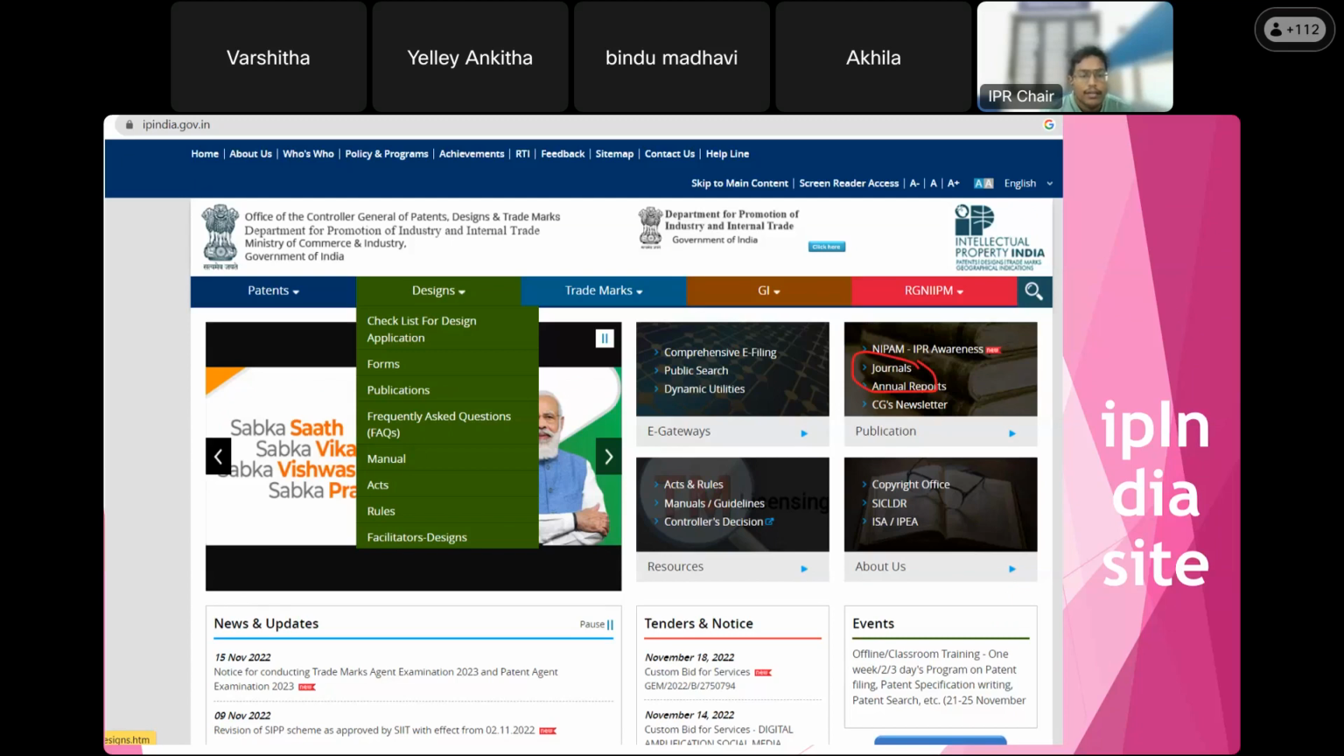You can see the frequently asked questions if you have any doubts, and the corresponding manual is there. Apart from the Act, if you see the manual, you can understand how to interpret the Act. Acts are there, and corresponding rules are there. The Act is 2000 and the rules are from 2014. These are the latest rules.